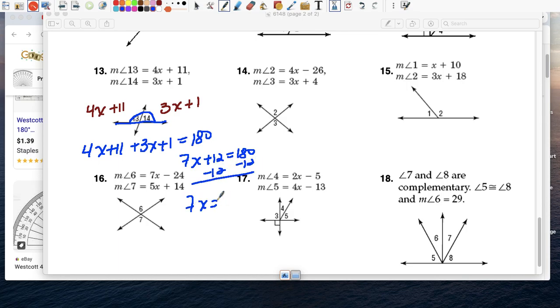7x equals 168. I'm going to divide that by 7, divide that by 7. 168 divided by 7 is 24. So x is 24, not the angle, just x.